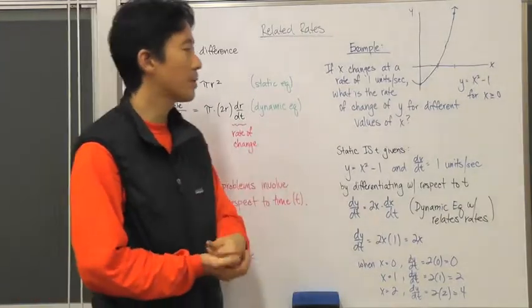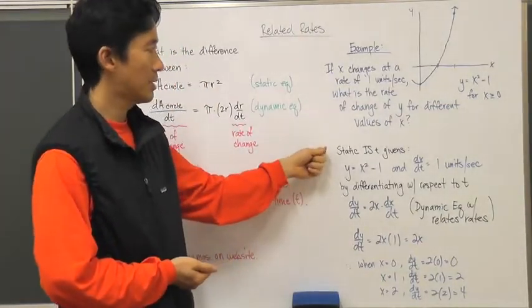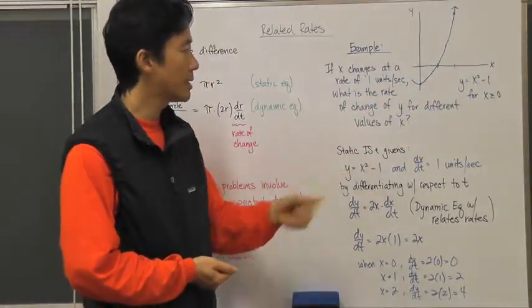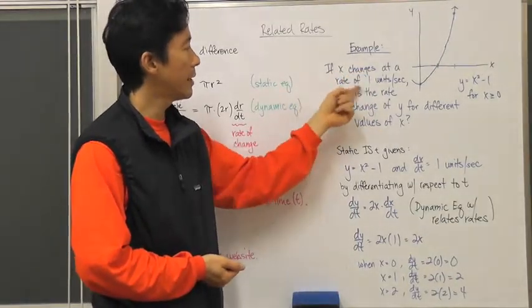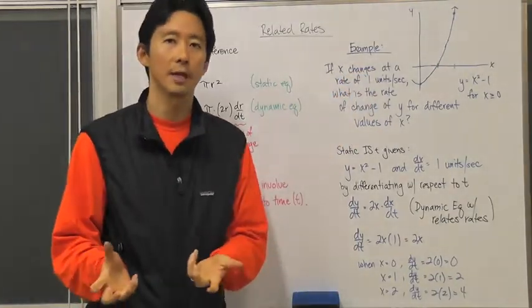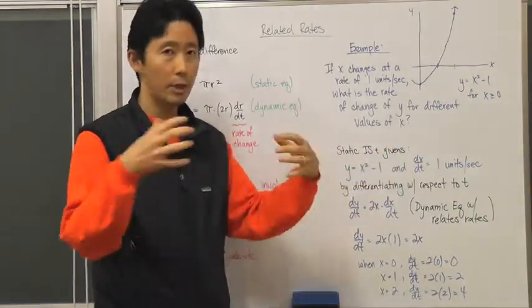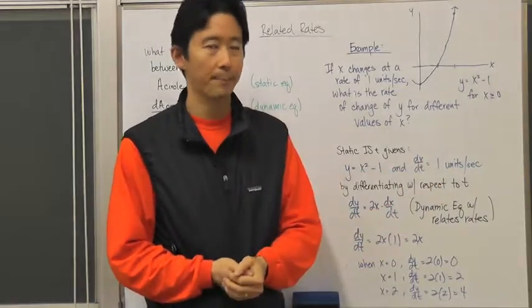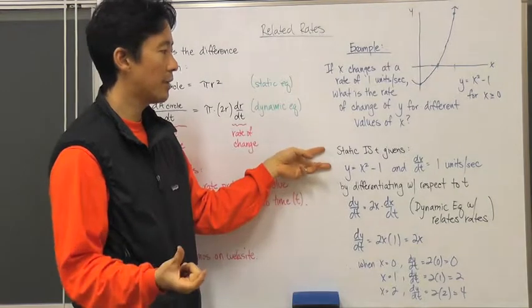So let's go ahead and approach this. We know that the static equation, or the static initial statement, is just the equation itself, y is equal to x squared minus 1. Now notice it says that if x changes at a rate of 1 unit per second, that's a given. It's telling you that d of x over d of t, or the rate of change of x with respect to t, is just 1 unit per second. Okay, now what we have is the static equation and the givens.